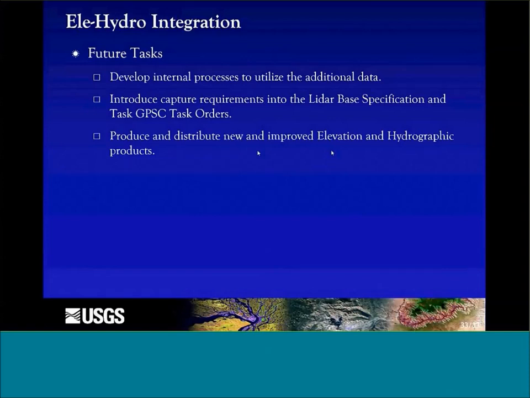What products are we going to produce and deliver? How are those going to be produced and delivered? We need to develop, finalize, and then introduce capture requirements into the base spec and into GYPSY task orders, and then produce and distribute the new improved elevation and hydrographic products. And all of those are fairly large chunks of work and effort to get into.